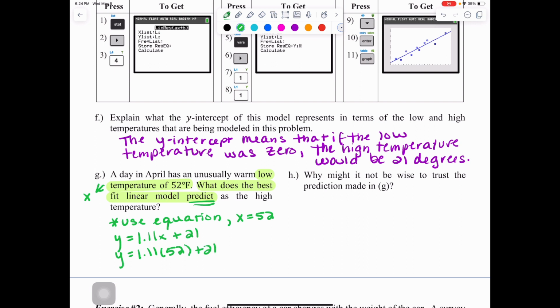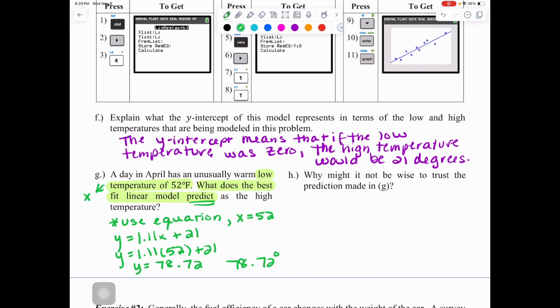And when we find that on our calculator, we get y equals 78.72 degrees. So we can write that finally with the correct units. That is our answer, 78.72 degrees. Now in part H, it says, why might it not be wise to trust the prediction made in G?